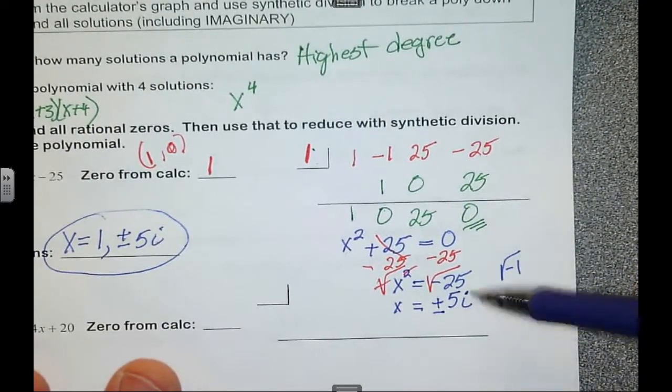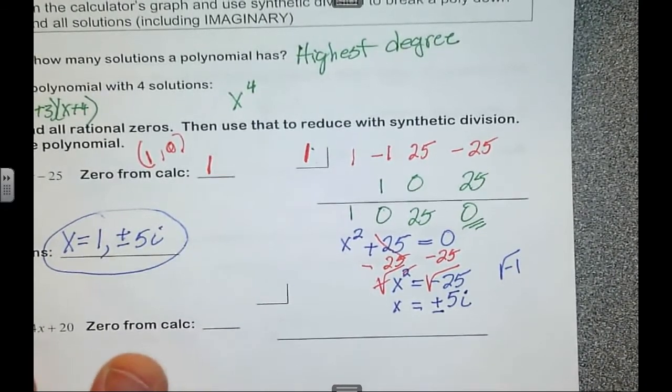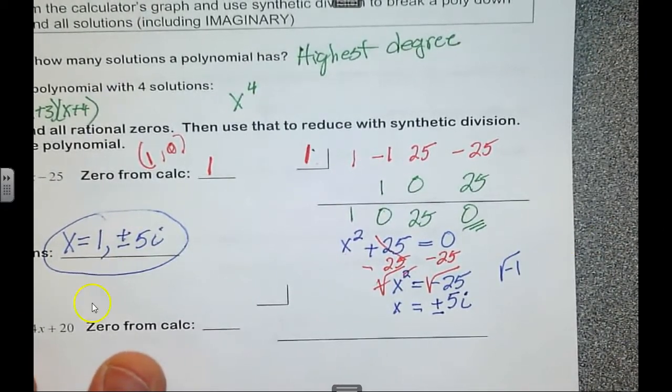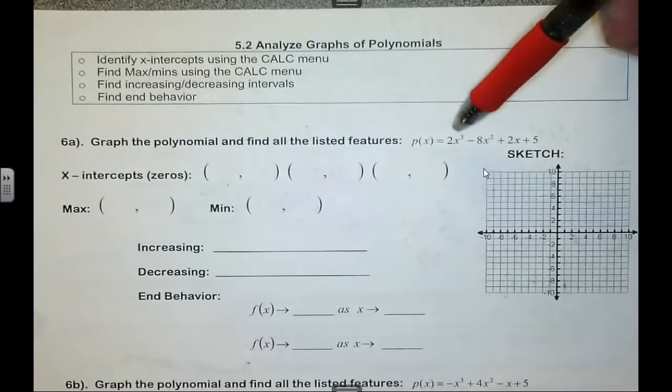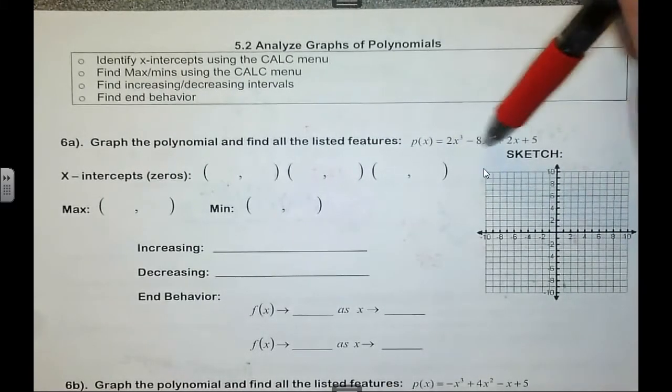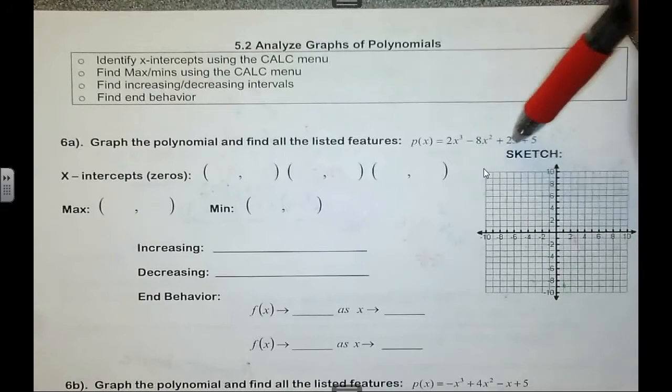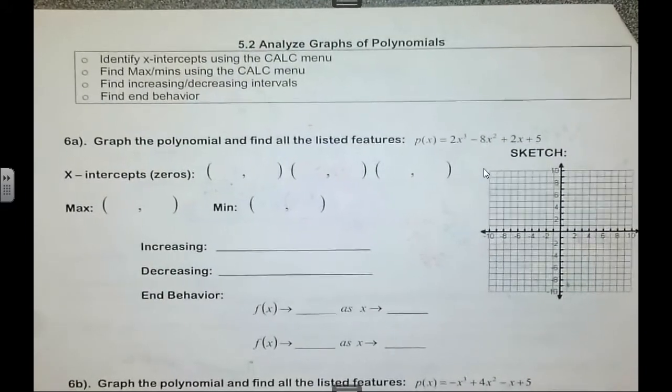Imagine if we made you do this with long division. Okay, 6a. 2x cubed minus 8x squared plus 2x plus 5. Put it in your calculator.